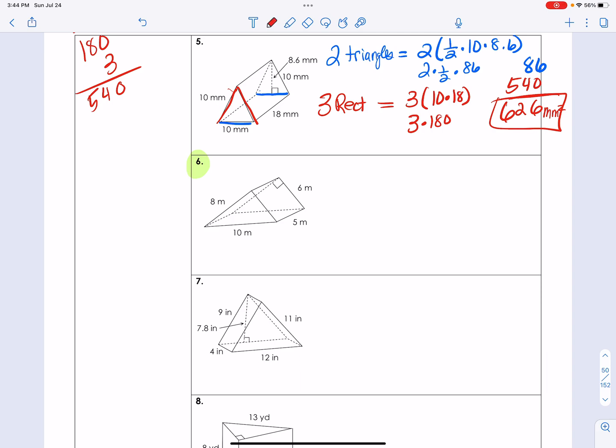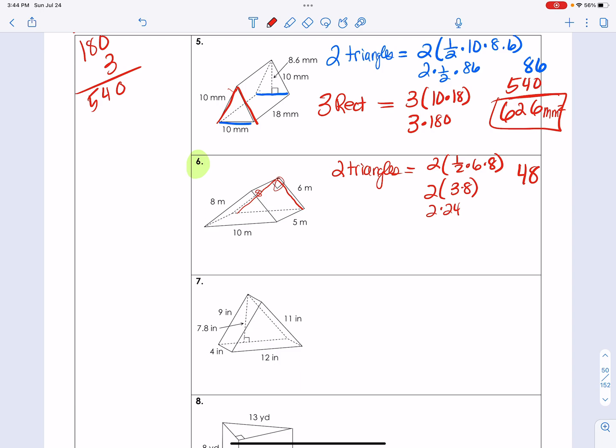Okay, your triangles, if you look at the triangle, here's my height, because that's the right angle, and that's 8. So I have 2 triangles that are 1/2 times 6 times 8. So 1/2 of 6 is 3. 3 times 8 is 24. And 2 times 24 is 48.